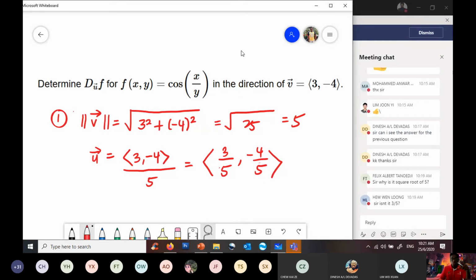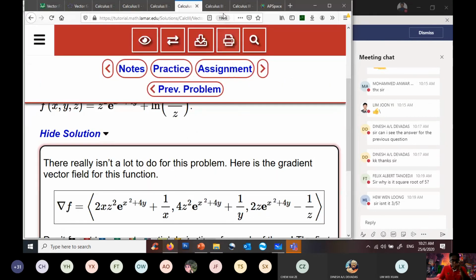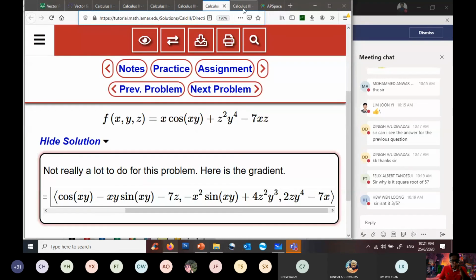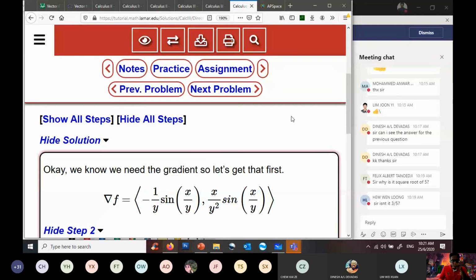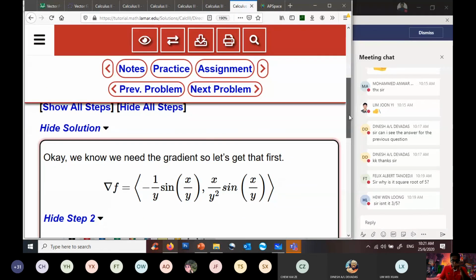So if you are currently doing the dot product, once you find the gradient vector and the unit vector, just make sure that the gradient vector is correct, so that you don't do all the wrong steps afterwards. Your gradient vector should be this. Not yet complete, but this is just your gradient vector. This is what you are going to dot product with the unit vector later on. Just take note of that.